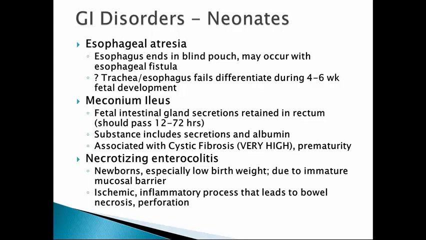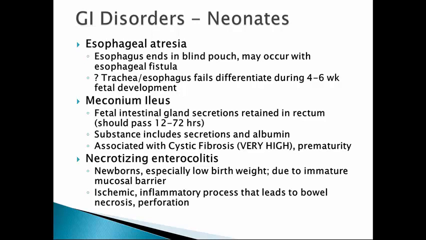Let's turn our attention to neonates and, in many cases, preterm infants. There are 3 GI disorders that are a bit more common in neonates and, again, more likely to occur in preterm infants. And these are esophageal atresia, meconium ileus, and necrotizing enterocolitis. With esophageal atresia, this is a congenital defect in which the esophagus actually ends in a blind pouch.